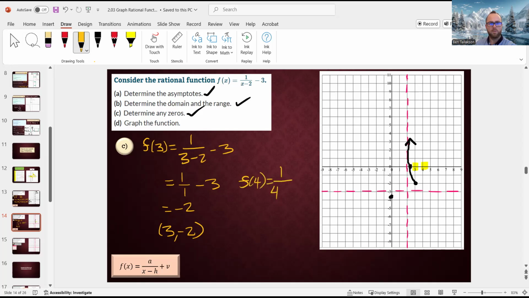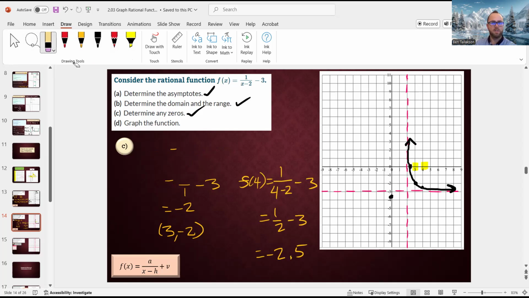And then I'll try 4. That's 1/2 minus 3, so that should be negative 2.5. So 4, negative 2.5. That gets us really close to that line. I like how close it is to that HA as well. Okay, let's do 2 more points over here and we will be done.